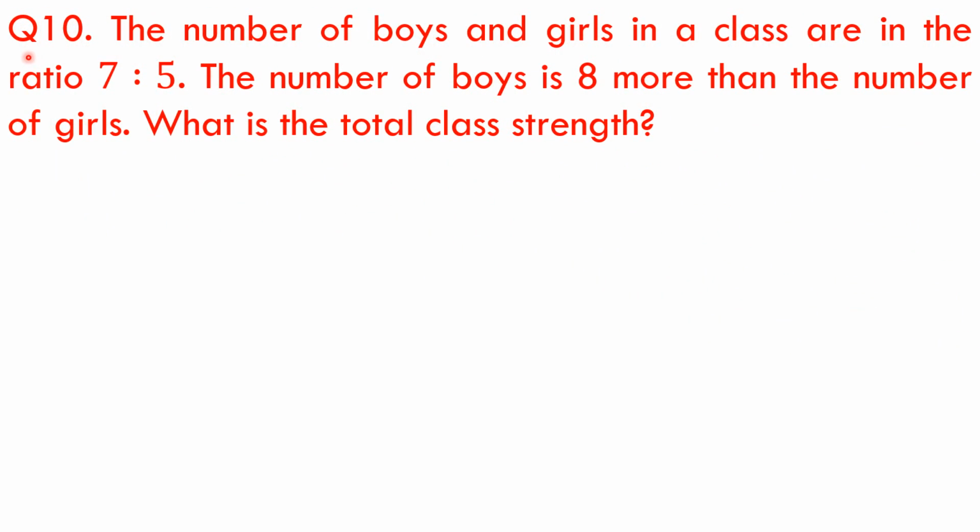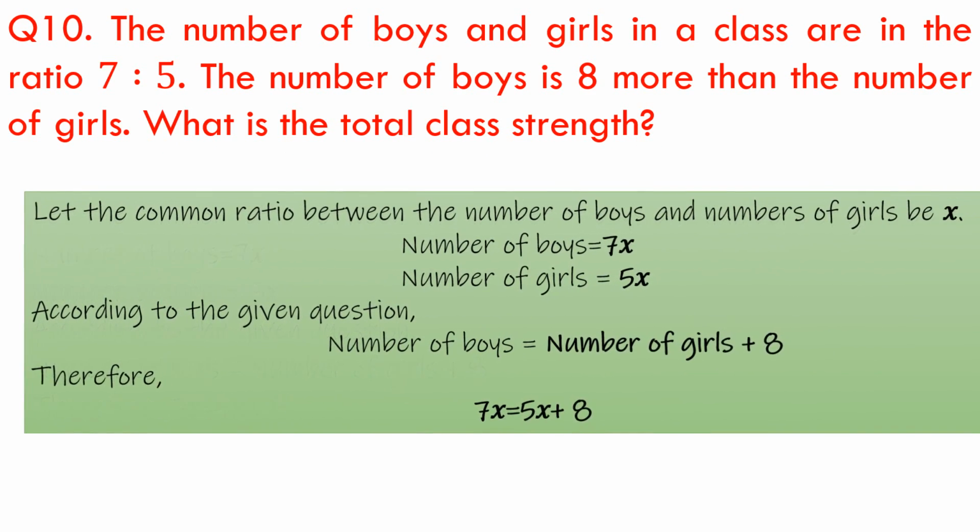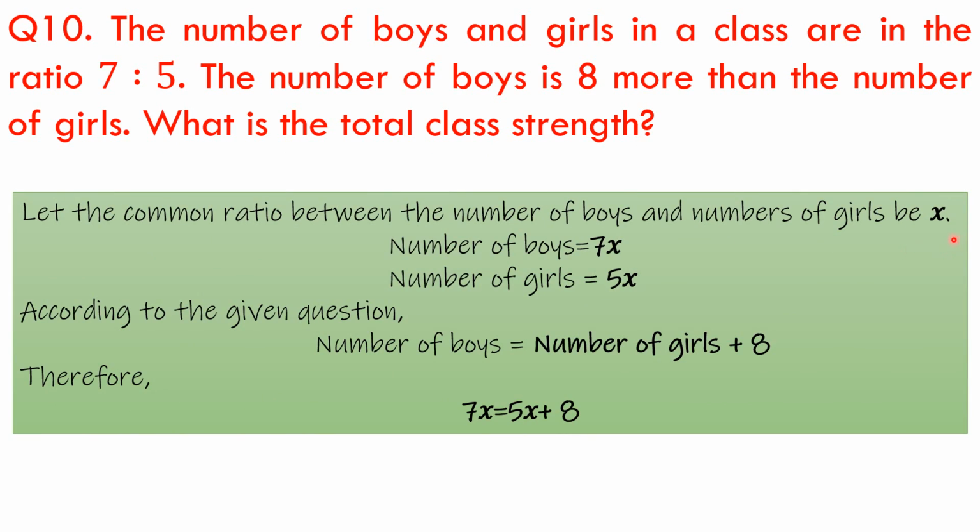Question number 10. The number of boys and girls in a class are in the ratio 7:5. The number of boys is 8 more than the number of girls. What is the total class strength? Let the common ratio between the number of boys and number of girls be x. So, number of boys हो जाएगा 7x and number of girls हो जाएगी 5x.